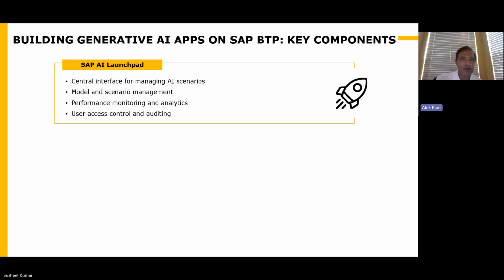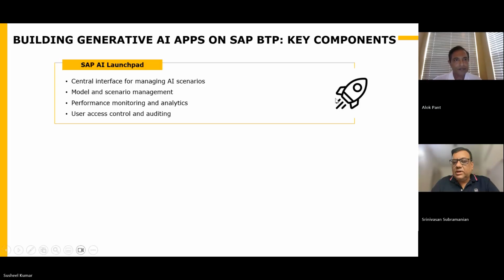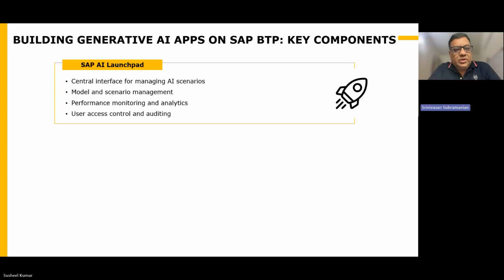Okay, at this point in time, I want to request Srini, our CTO, to take us through how we build the app using the different components on SAP BTP. So over to you, Srini. Hey, thanks, Alok. So my name is Srinivasan Subramanian. I'm the CTO of Unvired. I'll try and take the next 20 minutes to explain what we've done with BTP, what our reference architectures customers can use to build this, and how we can help you do that.